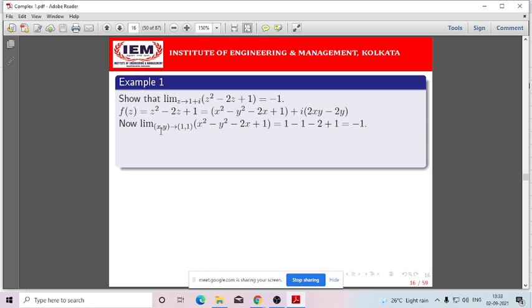Now as per the previous theorem, we need to find the limit of the real part at the point (1,1), because z0 has real part 1 and imaginary part 1. So (x0,y0) is (1,1). Since this function is directly defined at the point (1,1), the limiting value and the functional value will be the same. So we just put x equals 1 and y equals 1, and you will get minus 1. Similarly, for the limiting value of the imaginary part at the point (1,1), since it is also defined directly at this point, you just substitute x equals 1 and y equals 1 to evaluate the limit. So this limiting value becomes 0.